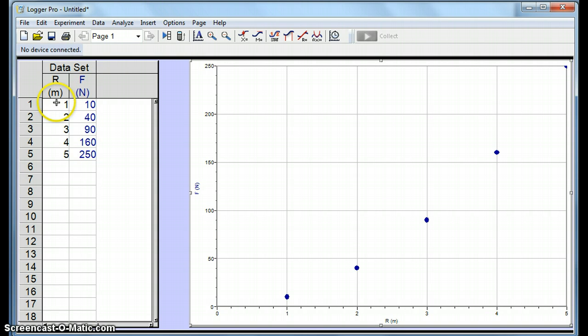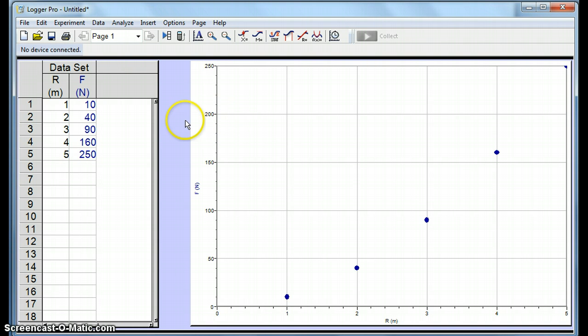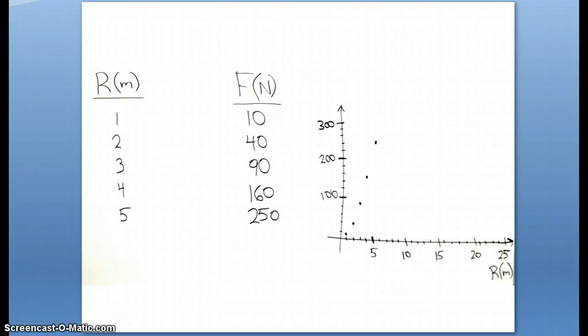So we have these values, and looking at the graph, what we see is this is not linear. In fact, if I would try to do a linear fit to this, it really doesn't look very good. So this is clearly not a linear set of data. So what I want to do is take this graph and make it linear. So I want to take a look at this data drawn by hand.